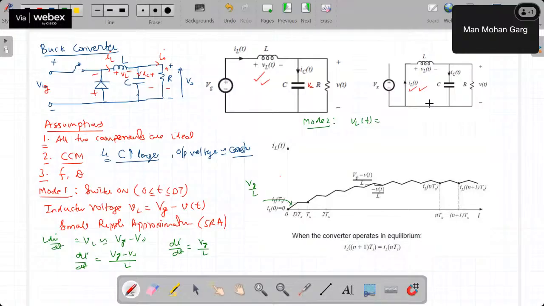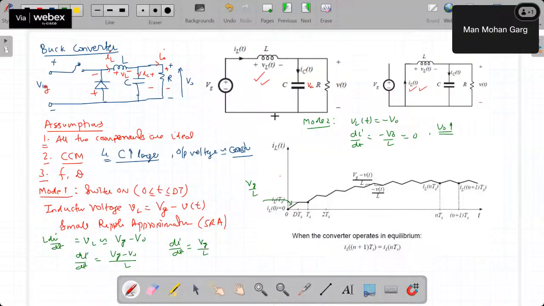Now at t equal to Ts, what will happen? Again, the switch is on. If this is on, this will be the equivalent circuit, and then this equation will work: di by dt equal to Vg minus V naught upon L. Now V naught has some value. Vg is fixed, L is fixed. So now this slope has decreased a little bit.